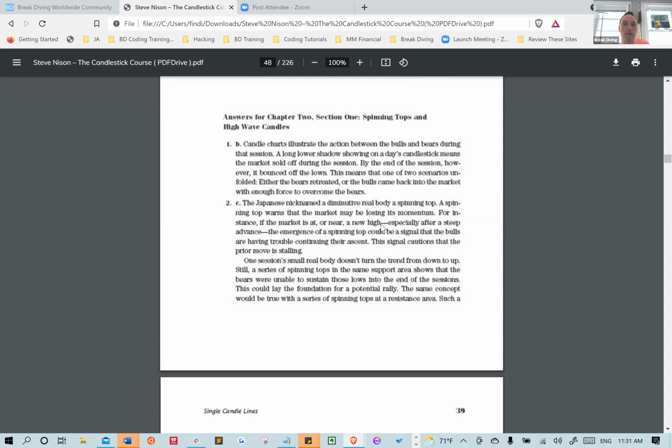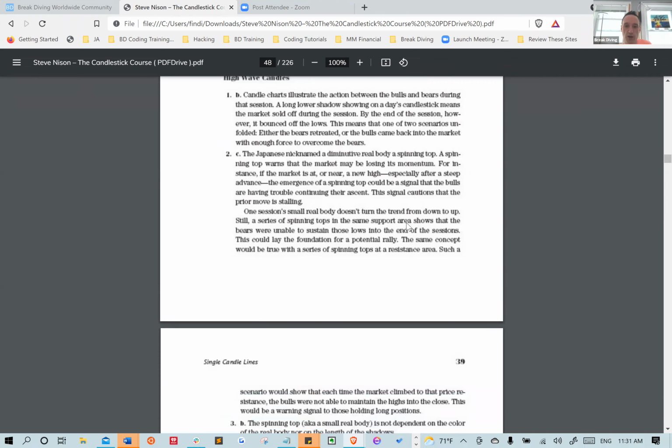It warns the market may be losing its momentum. If the market is at or near a new high after an uptrend, the emergence of a spinning top could be a signal the bulls are having trouble continuing their ascent. It signals caution. One session's small real body doesn't turn the trend from down to up. It just says caution.